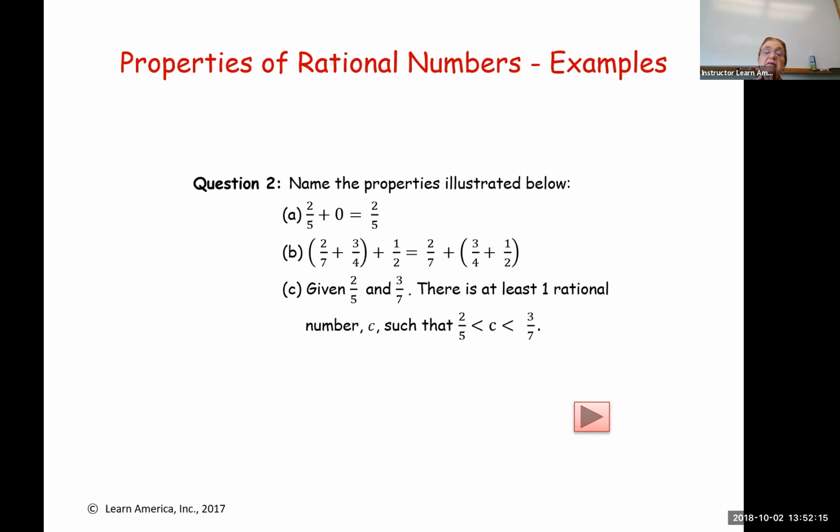And finally, given 2/5 and 3/7, we are going to conclude there's at least one rational number, which we're calling C, such that 2/5 is less than C, and C is less than 3/7. In other words, that C is between the 2/5 and the 3/7. Okay, see if you can identify these properties shown in the 3 examples.